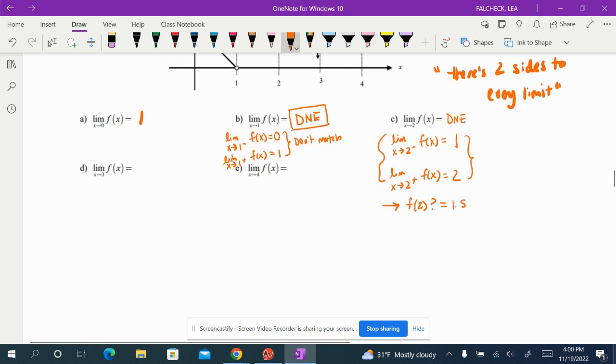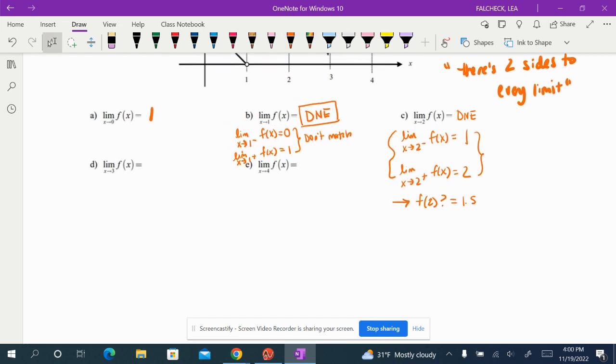Interesting. So now let's look at the limit as x approaches 3 of d. Go ahead and pause the video, try this one on your own and see what you get, and then try e on your own and see what you get. So pause the video.